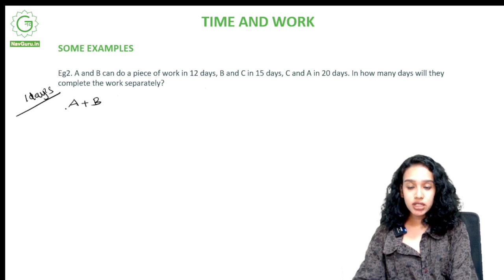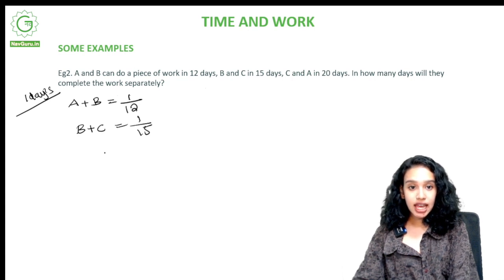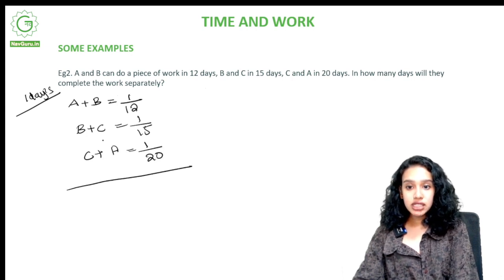So for 1 day's work, A and B complete the work in 1/12. The amount of work done by A and B is 1/12, B and C is 1/15, and C and A is 1/20. Let's add all of these equations. We get equation 1 plus 2 plus 3.